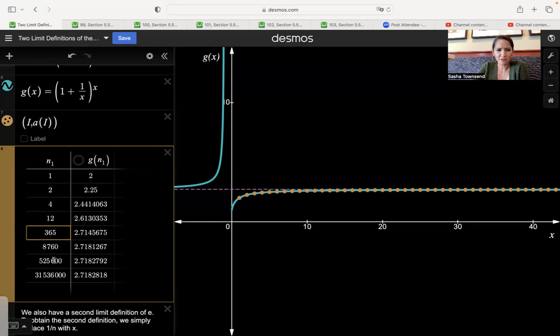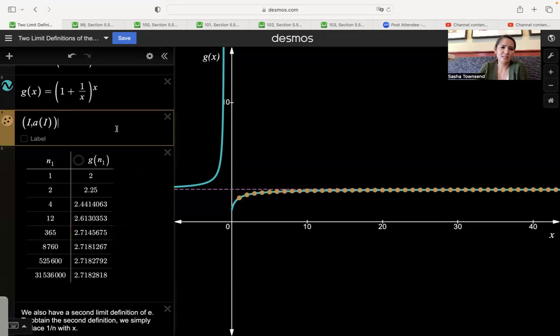Every minute is 525,600 minutes. If we compounded interest that many times, we'd have this as our value. And then if we compounded interest every second, we'd be doing that 31,536,000 times. And we get this as our value of our function g.